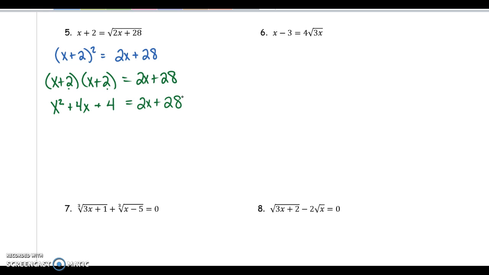Now, we need to solve this equation. The problem is, we have both x squared and x in this equation. So it's not as simple as just getting your x's on one side, getting your numbers on the other. When you have x squared and x in the same equation, you need to get one side equal to 0 and factor and solve. So let's get one side equal to 0. I'm going to subtract 2x on both sides and subtract 28 on both sides.